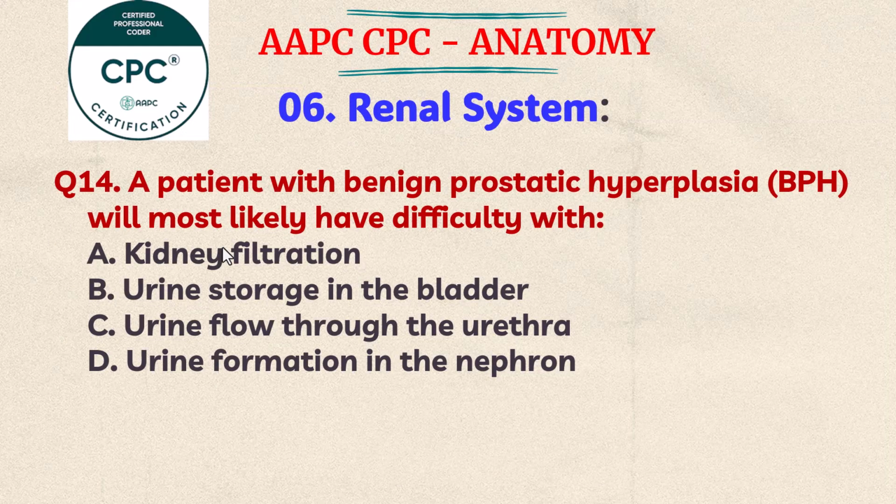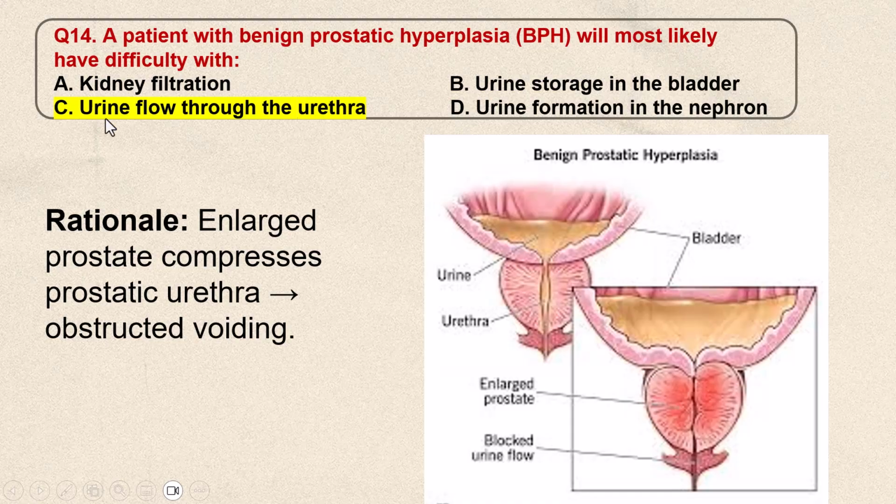Question number 14. A patient with benign prostatic hyperplasia, BPH, will most likely have difficulty with A. Kidney filtration, B. Urine storage in the bladder, C. Urine flow through the urethra, D. Urine formation in the nephron. Think the answer. The correct answer is C.